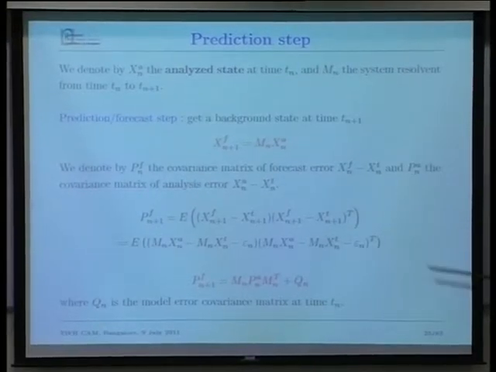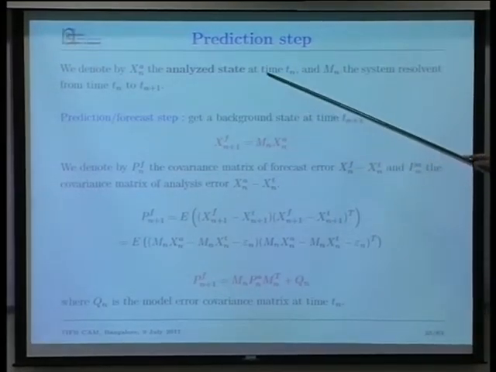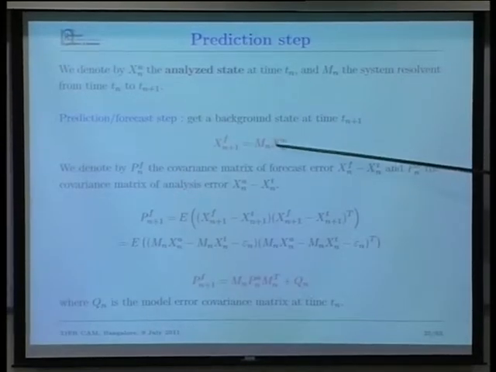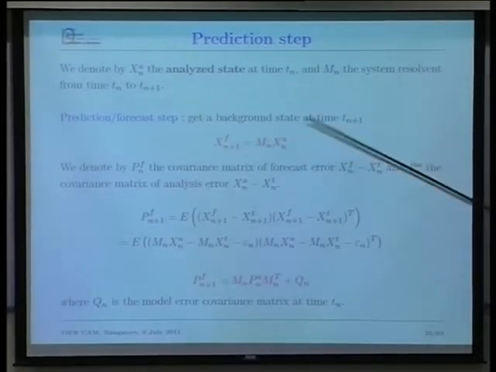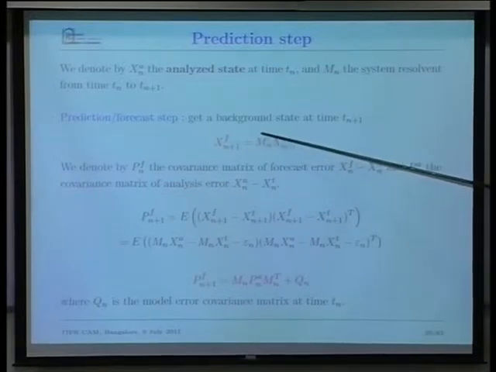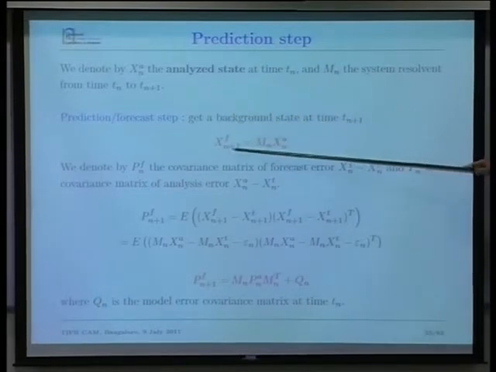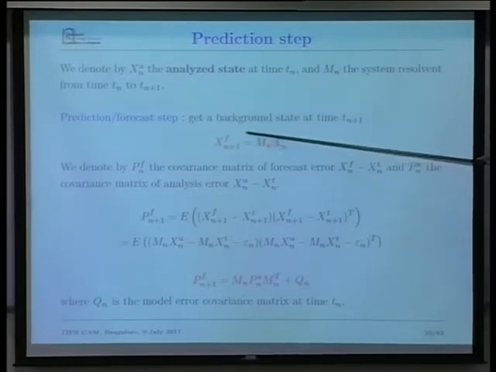You can update the forecast and you have the analysis, and so on. So the same thing with equations. You assume that you have the analyzed state at time tn, which is xan. You have some model operator. So here I assume that the model is linear, but it could be nonlinear. So the model here is the system resolvent from time tn to tn plus 1. And from the model, you get the forecast at time tn plus 1.